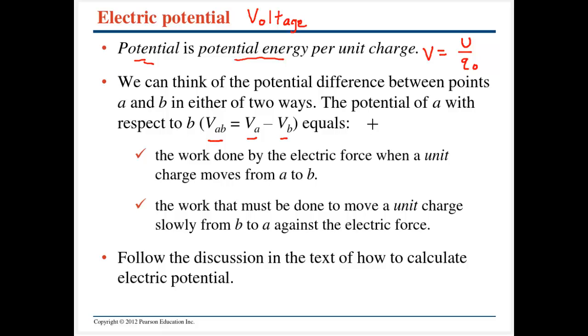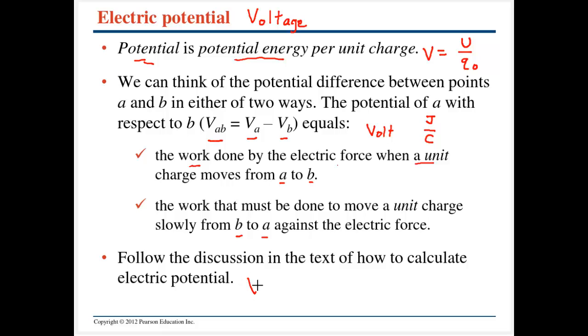Thinking about the units of potential, I've already said that it's going to be a volt. It's a unit of potential energy per charge, a joule per coulomb. We can think about this potential or voltage in two ways. We can think of it as the work that's done by the electric force to move a unit test charge from A to B, or the work that must be done to slowly move a unit charge from B to A against the electric force.